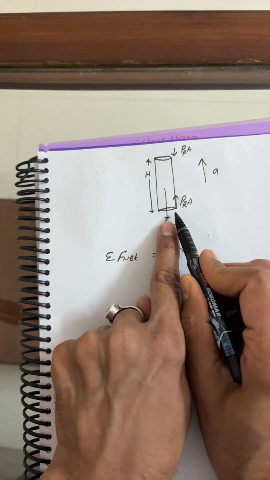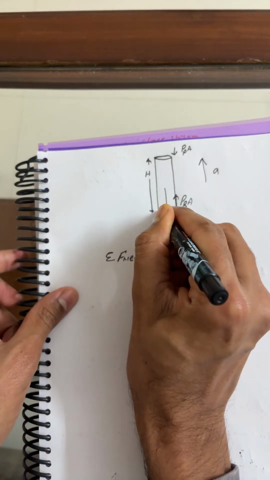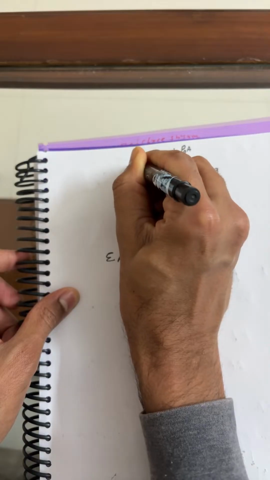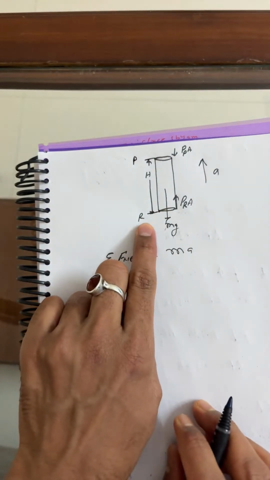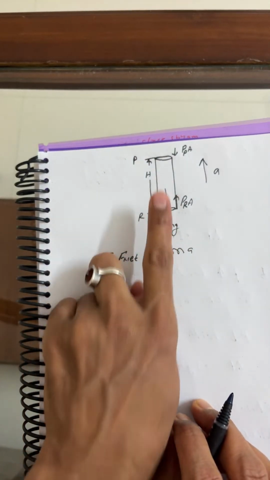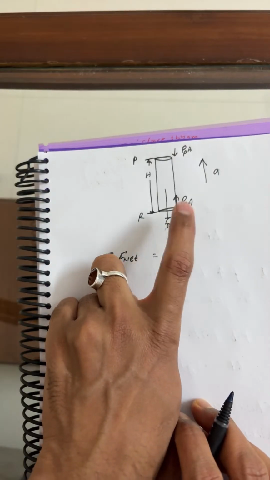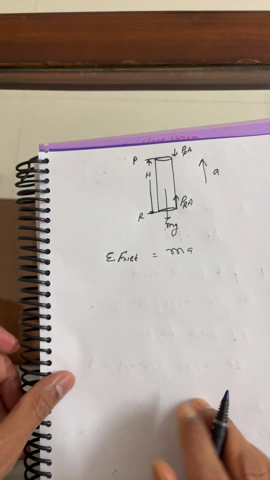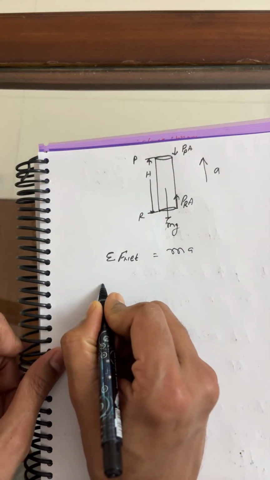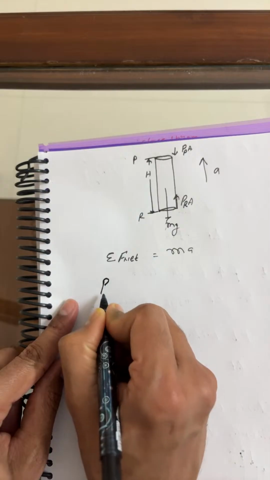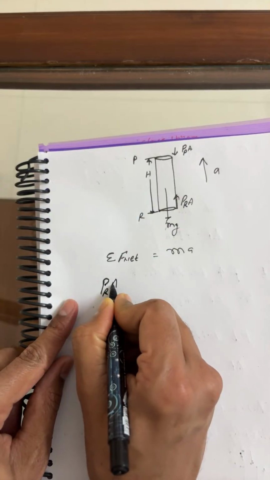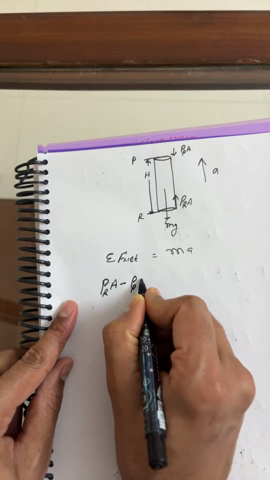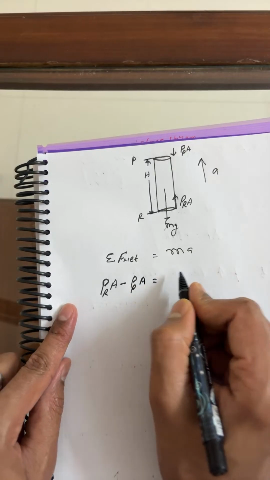R is this point I have taken, and this point I have taken P. You can see motion in upward direction, so you can say this is the larger force and this is the lesser force. So here you can write the pressure at R into A minus the pressure at point P into A. This is equal to m into a.